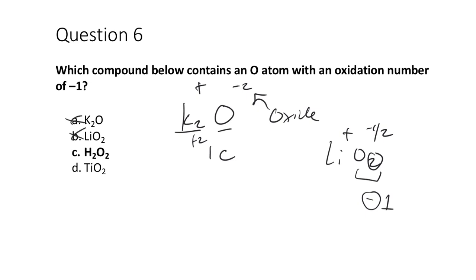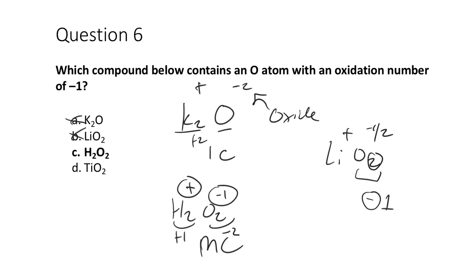I guess I forgot to unbold answer C, so we know it's going to be C. But H2O2 works because hydrogen in molecular compounds has to be +1. This is a molecular compound, only non-metallic elements. So the collection of 2 oxygens is -2, so -1 per O. So answer C is going to work out.